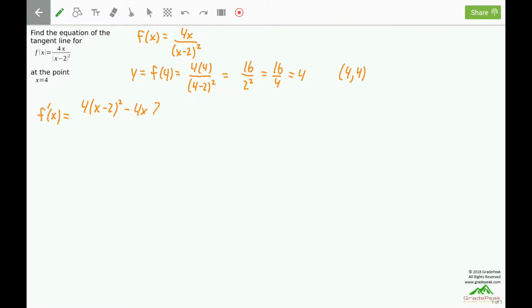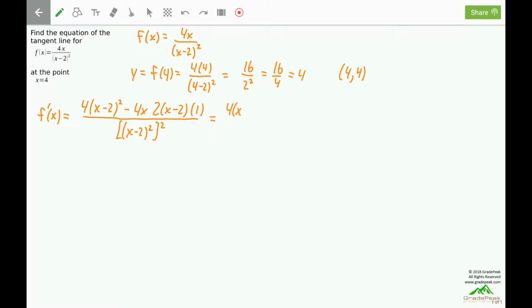That'll be a power rule to start things off. We bring down the 2 for the x minus 2. We leave it alone, subtract 1 from the power, and then multiply by the derivative of the inside to complete the chain rule. And then we have this all over the denominator squared.